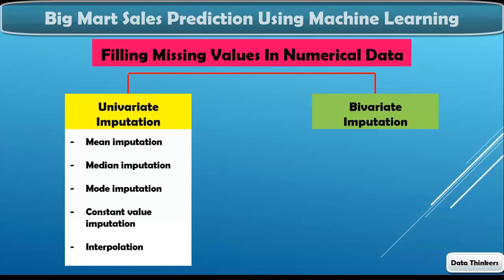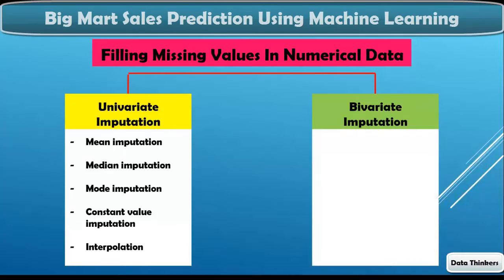Now bivariate imputation. Bivariate imputation involves filling missing values using information from other columns as well. Here we are not only considering the column having missing values, but also other columns, to fill the missing values in the particular column, in our case item_weight. The imputation is based on the values in both the column with missing data and additional related columns.